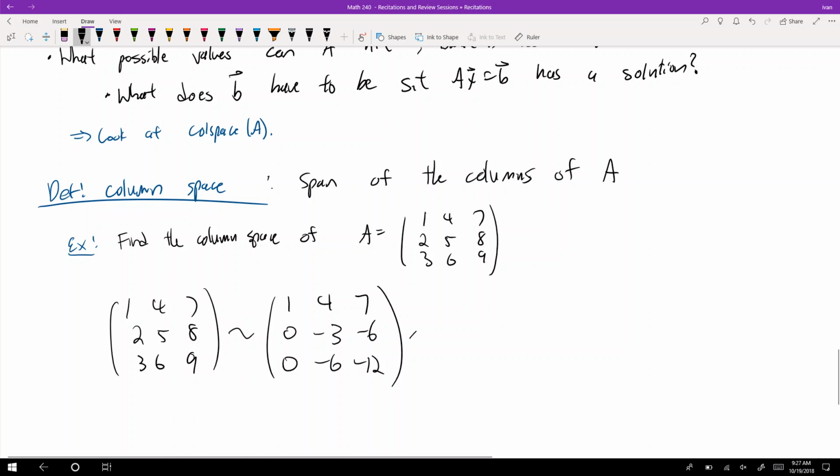All right, and then since the only thing we really care about is exposing our pivots, we can just zero out that last row. I'm going to say, okay, that's fine. So what do we have now? We have pivot, pivot, free, right? Here's a pivot, here's a pivot.